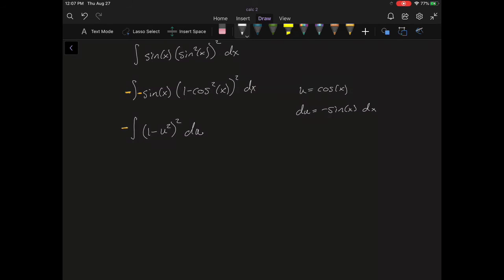We can FOIL that out. So we get negative integral of 1 minus 2u squared plus u to the 4th du. And now it's just constant rule, power rule, power rule. And we get a really nice simple answer in terms of u.